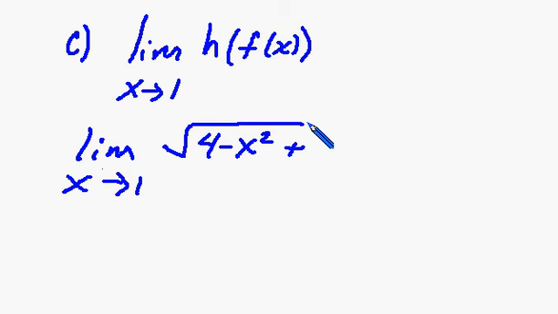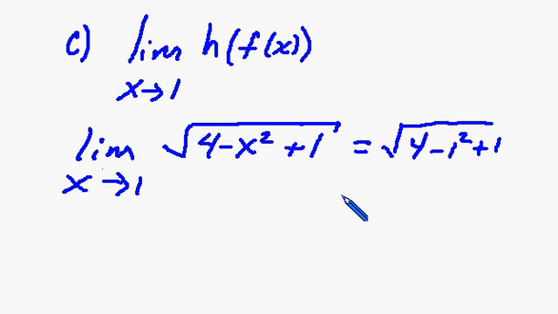And then this was the rest of that h of x here. Okay. Now we can do the direct substitution, plugging 1 directly in for x squared. And so we end up with, now you notice I didn't simplify here, that's fine, the square root of 4 minus 1 plus 1. So 4 minus 1 plus 1 is going to be just the square root of 4, and the square root of 4 is 2. And so that concludes parts A, B, and C.